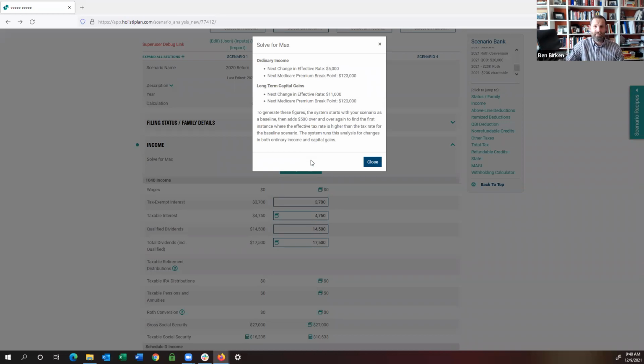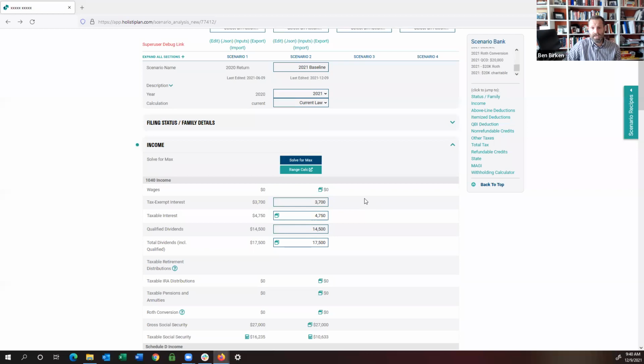You'll see when the dialog box comes up after it's done running, what's happening under the scenes is we're adding $500 over and over and over again to your client's picture until we see the next change in the effective rate. So this is telling us that we could add $5,000 of ordinary income or $11,000 of long-term capital gains before we see a change in the current rate based on this particular baseline scenario.